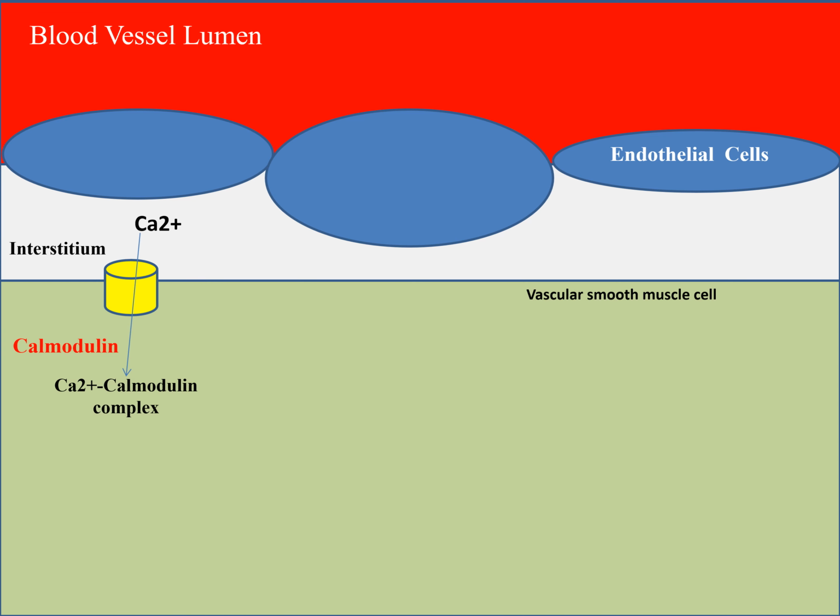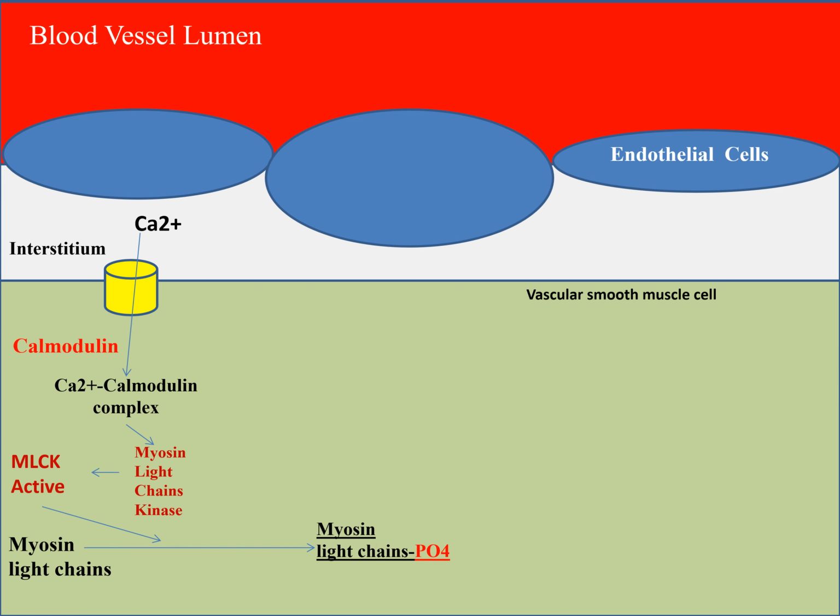I'm going to describe it in a little more detail in the second slide. That will form a complex. Now, that complex will activate the myosin light chain kinase, a specific enzyme, so we make it active. Now, the activity of this enzyme will convert the myosin light chains to an active form, which means that it will be phosphorylated. And whenever it is phosphorylated, it will increase its interaction with actin, and that will lead to a contraction.